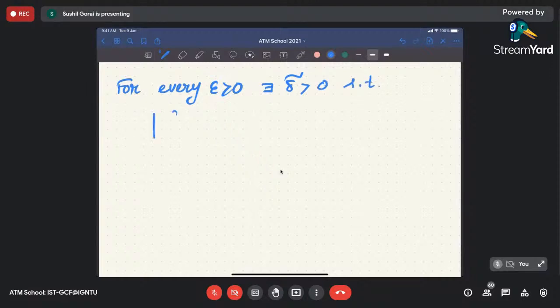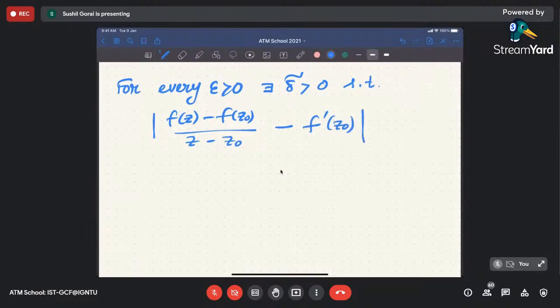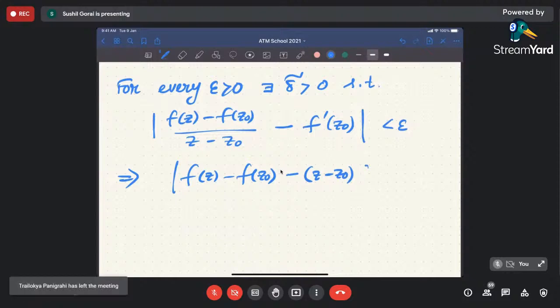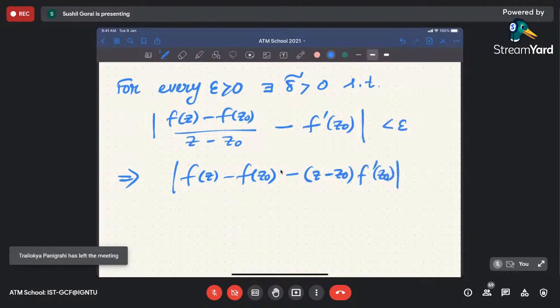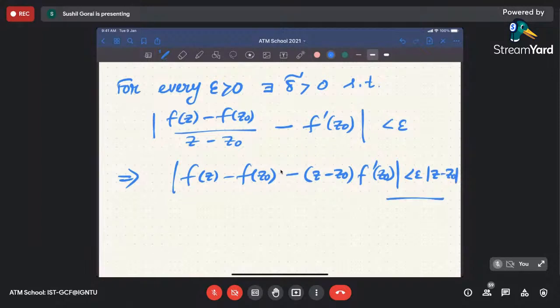mod of (f(z) minus f(z0)) by (z minus z0) minus f prime z naught is less than epsilon. This implies mod of f(z) minus f(z naught) minus (z minus z naught) times f prime z naught is less than epsilon times mod z minus z naught. Right? Call this 2. All right. So this is important.